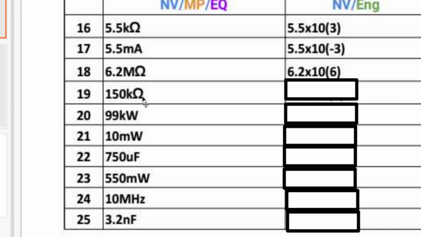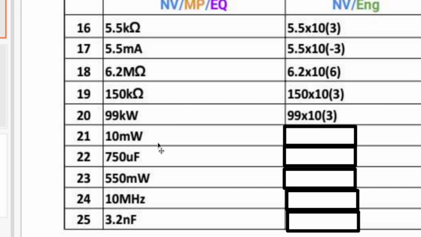150 kilo ohms. It's going to be 150, and the lowercase k tells me times 10 to the third. Number 20, 99 kilowatts equals 99 times 10 to the third. 10 milliwatts equals 10 times 10 to the -3rd. 750 microfarads.